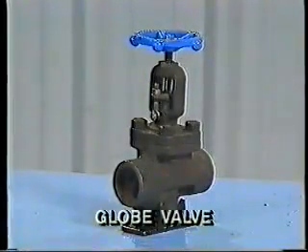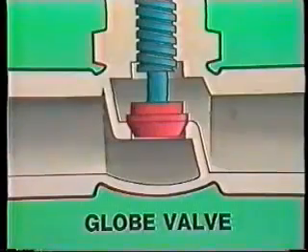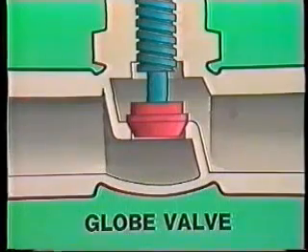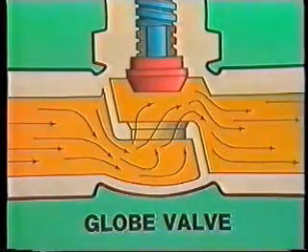The second type of valve we will look at in this section is the globe valve. The design of the globe valve does not allow flow to pass through in a straight line. The valve seat is set parallel to the flow, so the fluid must change direction as it passes through the valve.